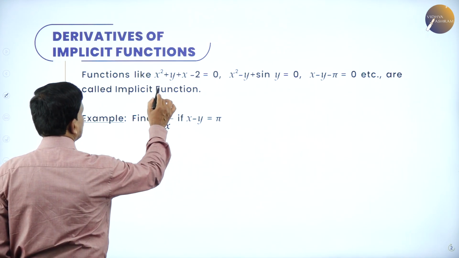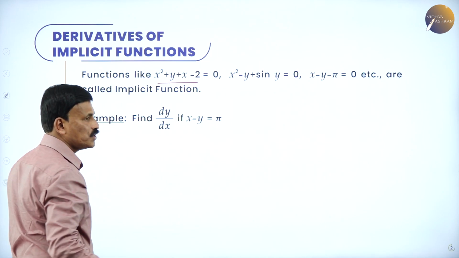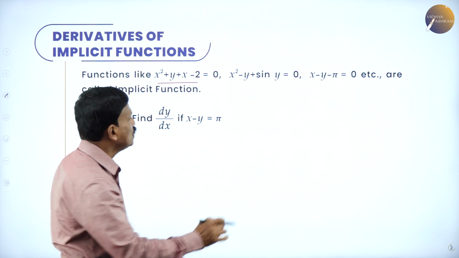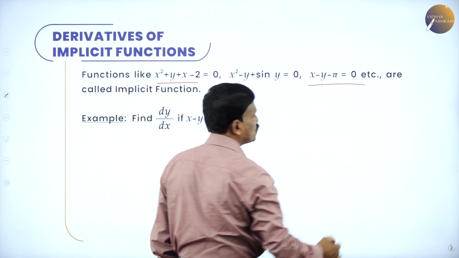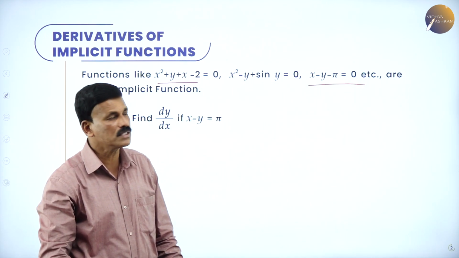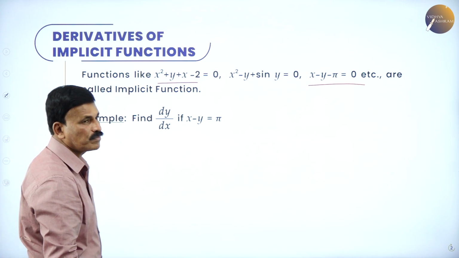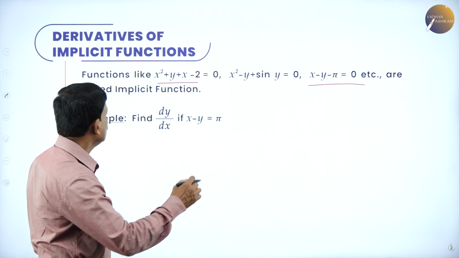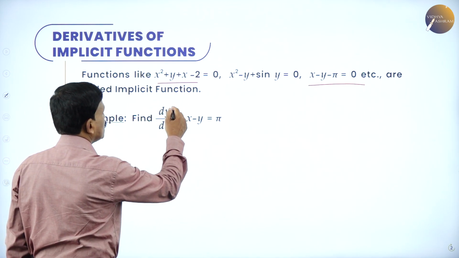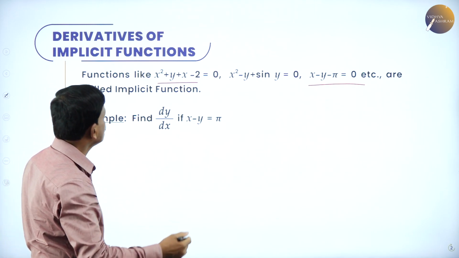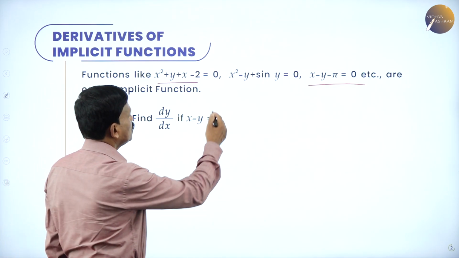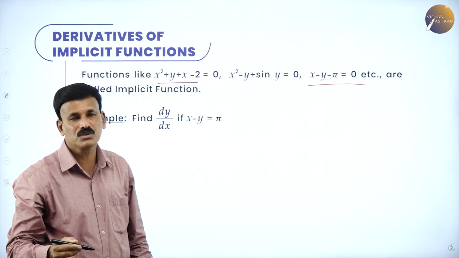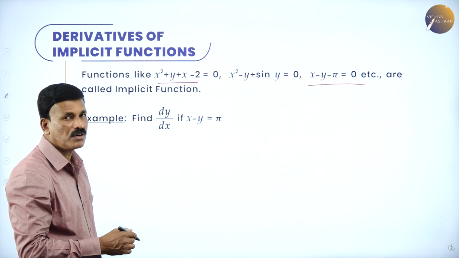Now the functions like x square plus y plus x minus 2 is equal to 0, or x square minus y plus sine y is equal to 0, x minus y minus pi is equal to 0, etc., are called implicit functions. In the last classes, we have studied explicit functions. These are implicit functions. Here both the variables x and y are present, and you cannot take let y is equal to something. So how to differentiate this type of function?